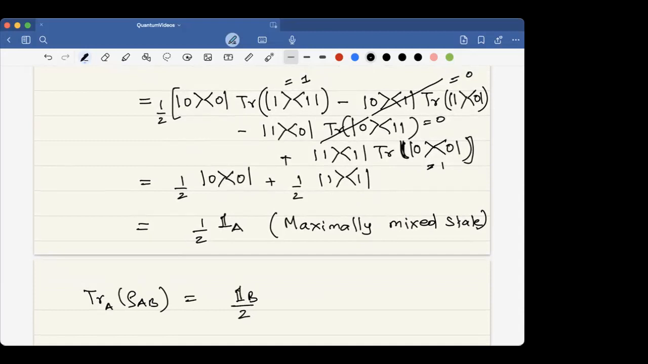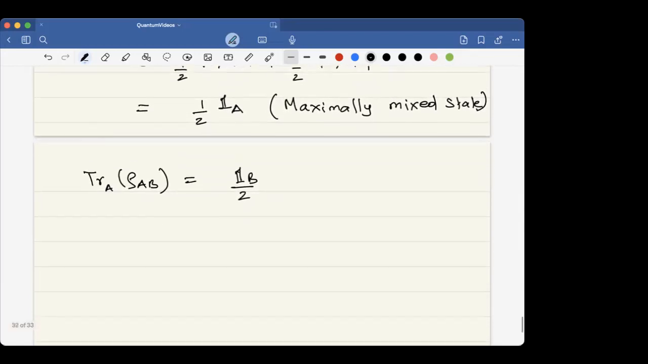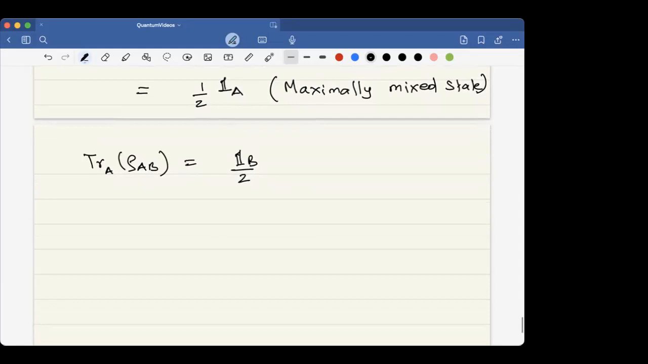This is a very interesting property: when you start with this type of entangled state, the maximally entangled state, if you take the partial trace over any of the subsystems, it leads to a maximally mixed state. Now, there is also another way to do the same thing, and it's also illuminating because it just deals with matrices.